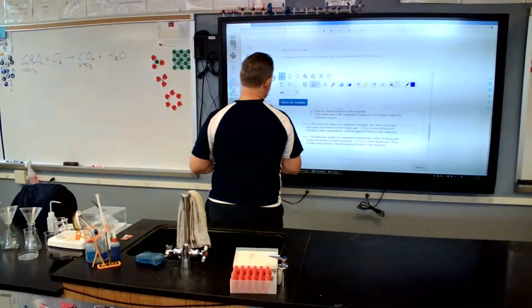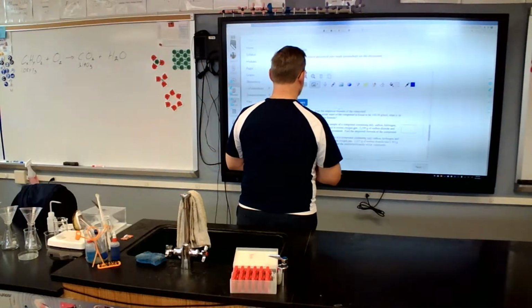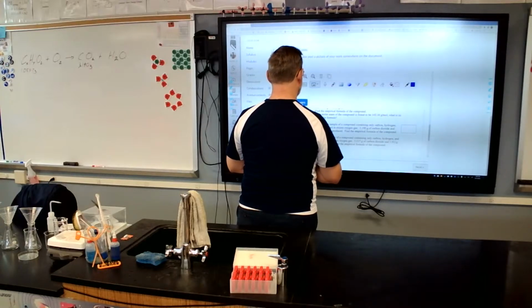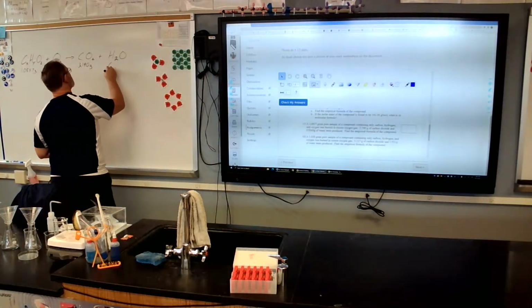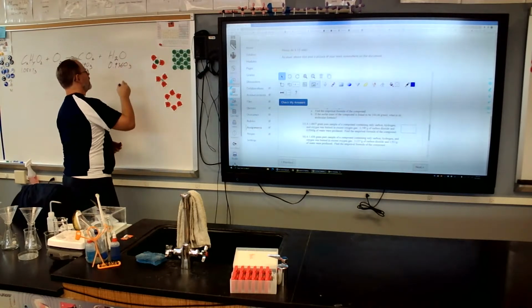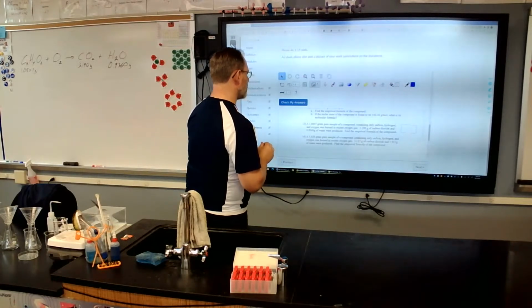All right, so 1.0857 grams of a pure sample of a compound containing only carbon, hydrogen, and oxygen was burned in excess oxygen gas. 3.190 grams of carbon dioxide and 0.9360 grams of water were produced. Find the empirical formula of the compound.